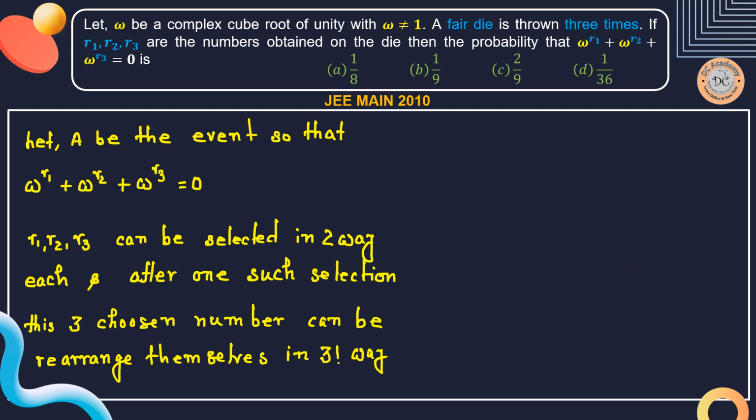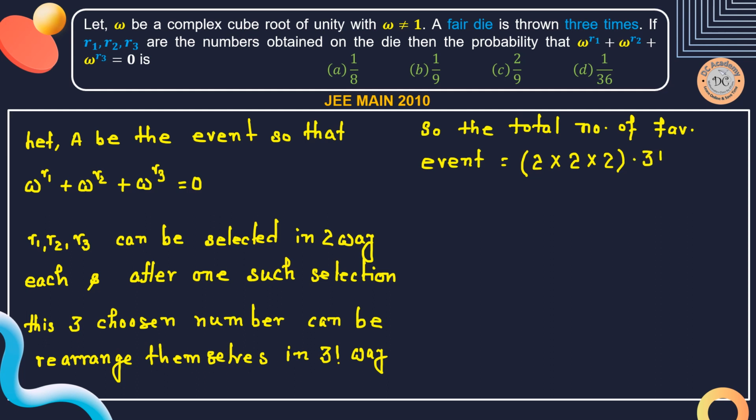So we can write that the total number of favorable events is equal to 2 into 2 into 2, the ways of selecting R1, R2, R3, each multiplied by factorial 3. So this is 8 into 6, and that is 48.